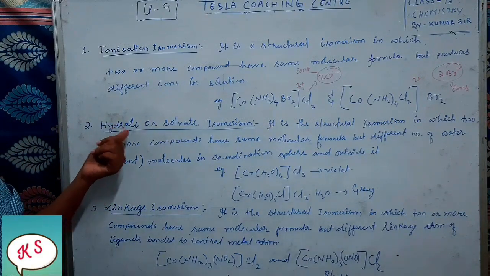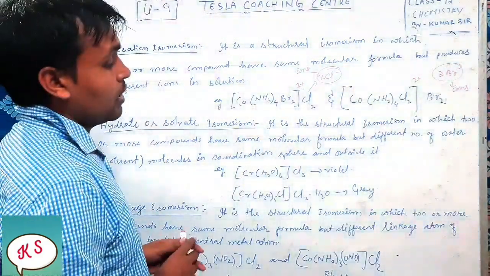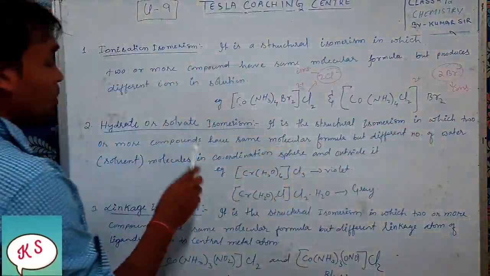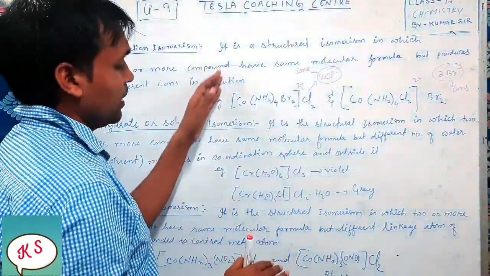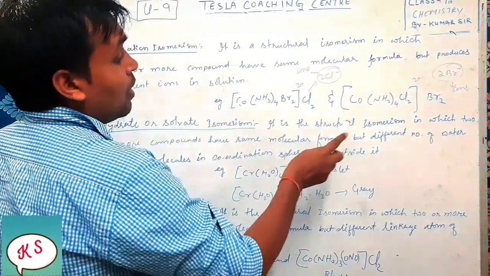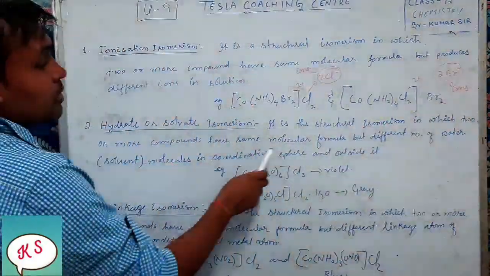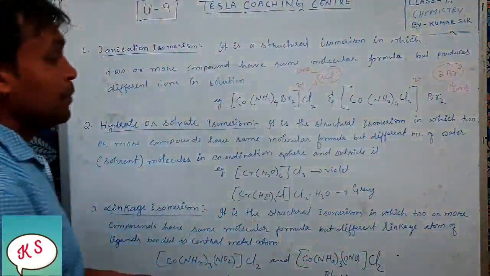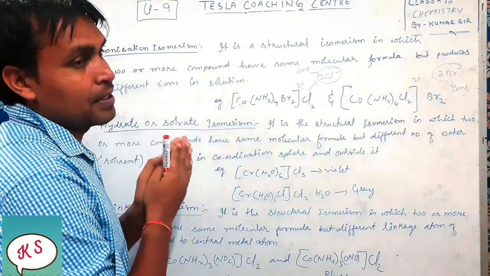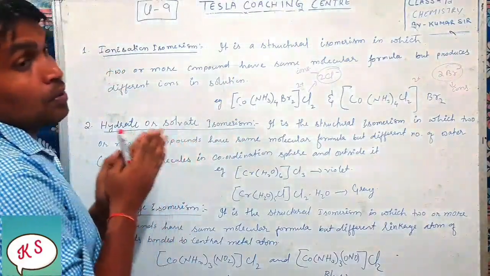Next, the second type is hydrate or solvent isomerism. Let us try to understand it. It is a structural isomerism in which two or more compounds have the same molecular formula, but a different number of water molecules in the coordination sphere or outside it. The molecular formula is the same, but the number of water molecules differs, either inside the coordination sphere or outside.